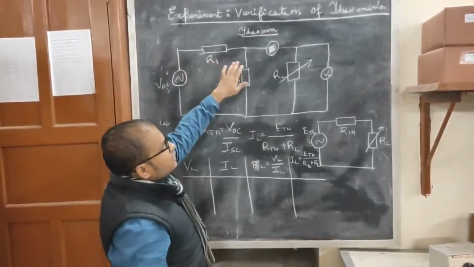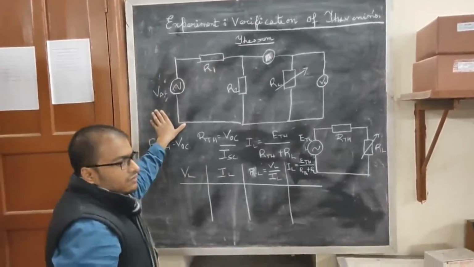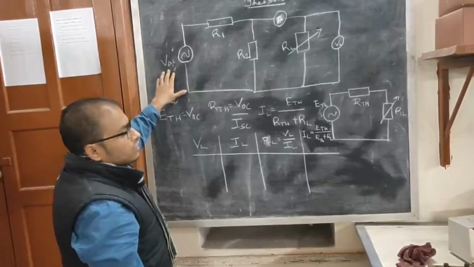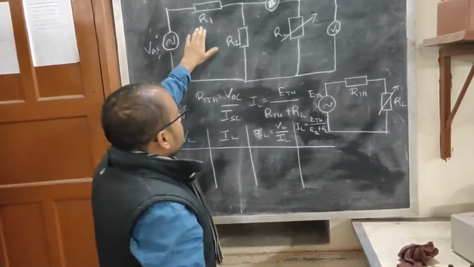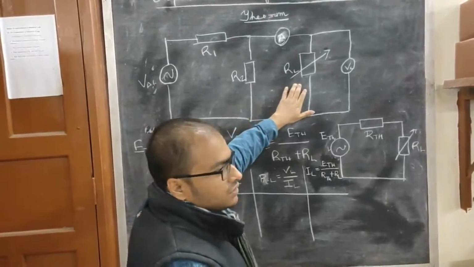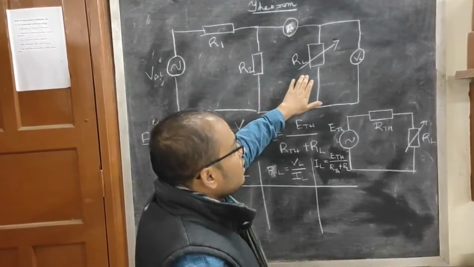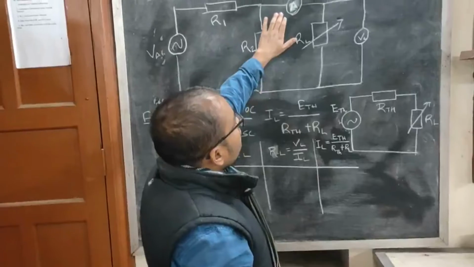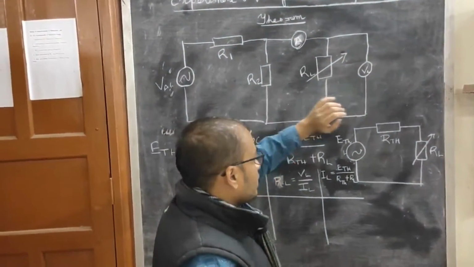This experiment is verification of Thevenin's theorem. As you can see here, we have a circuit for which we will be giving the AC supply, which has two fixed resistances R1 and R2 and a load resistance, a rheostat RL, which is variable, and it has an ammeter and a voltmeter.